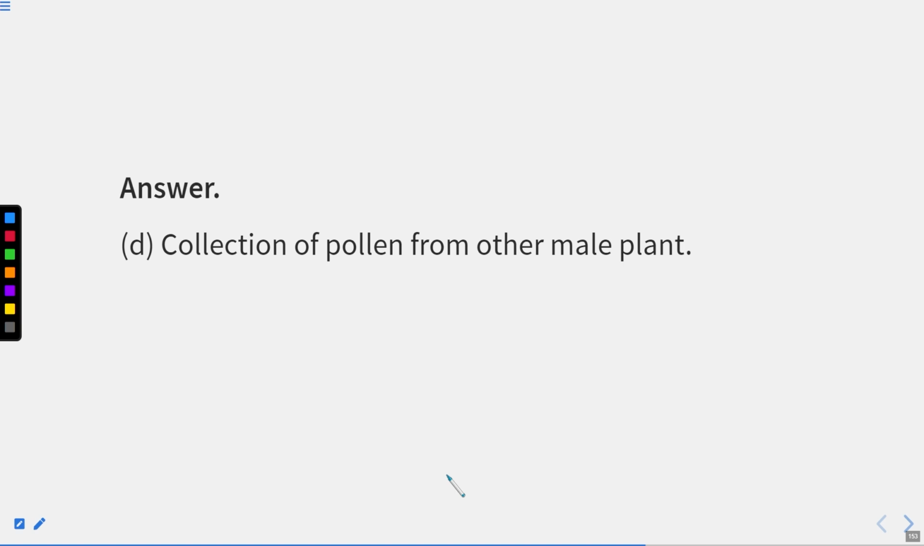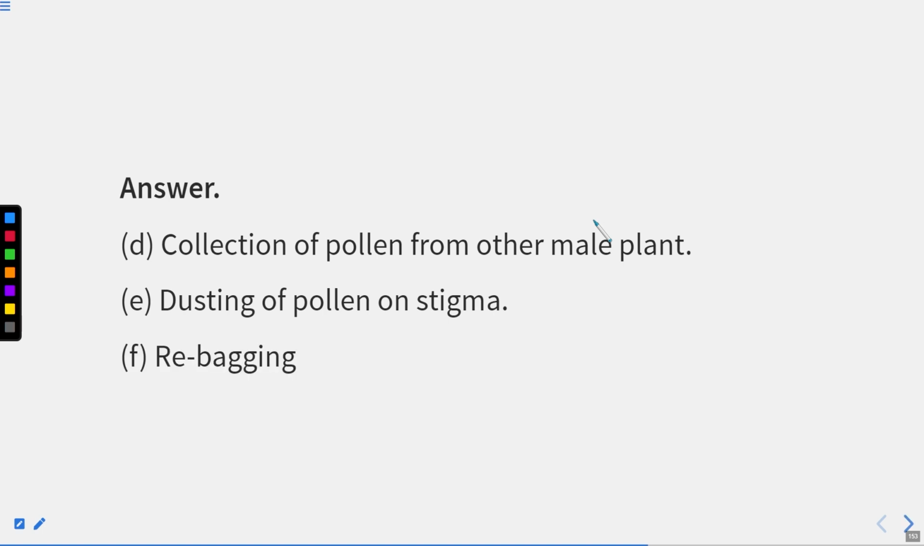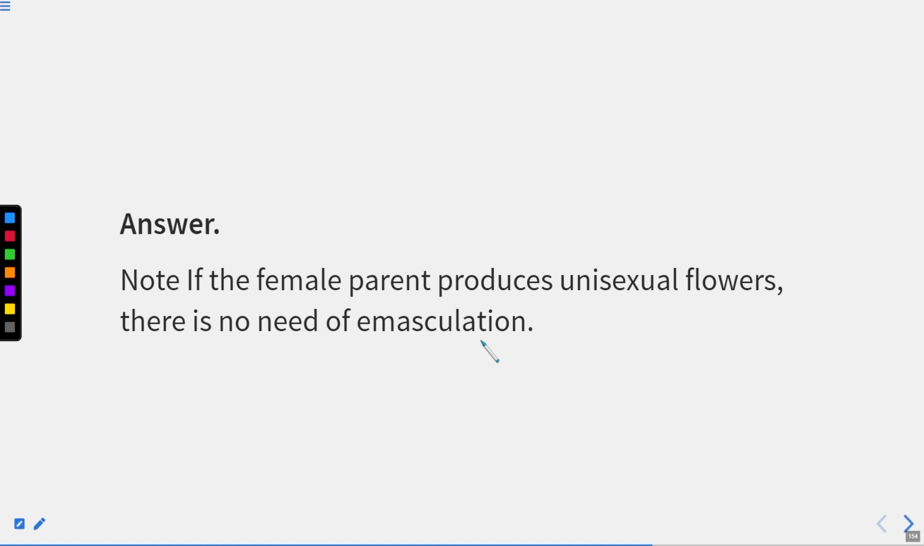Alright, now let's talk about the next point. Next is collection of pollen from the other male plant. Okay, so obviously pollens will be collected from a male plant only. So you collect the desired pollens. Next is dusting of the pollen on the stigma and then you rebag it. Okay, you rebag it. Why? To prevent contamination from other unwanted pollens. Okay, this is clear.